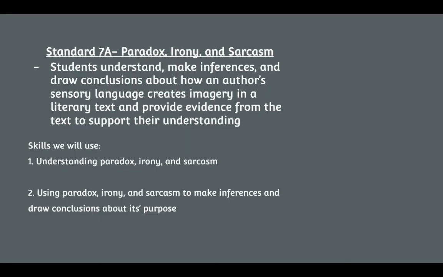We're going to go ahead and look at Standard 7A. Students need to understand, make inferences, and draw conclusions about how an author's sensory language creates imagery in a literary text, and provide evidence from the text to support their understanding. The skills we will use are understanding paradox, irony, and sarcasm, which are types of literary devices, otherwise known as sensory language. And then we will need to use paradox, irony, and sarcasm in order to make inferences and draw conclusions about its purpose within the text. Go ahead and copy down the skills we will use today on the upper right-hand corner of your handout.